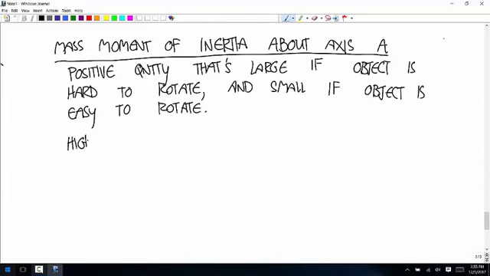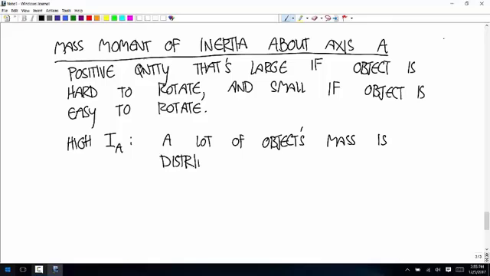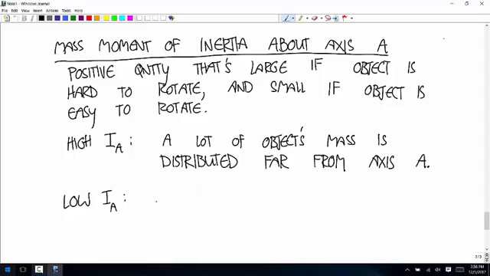A high value of I sub A occurs if a lot of the object's mass is distributed far from the axis A. And a low value of I sub A is when most mass is distributed close to the axis A.